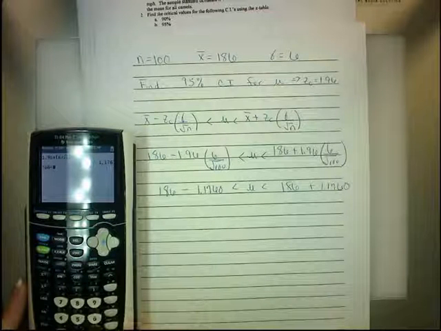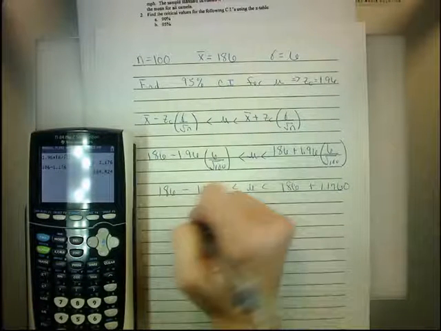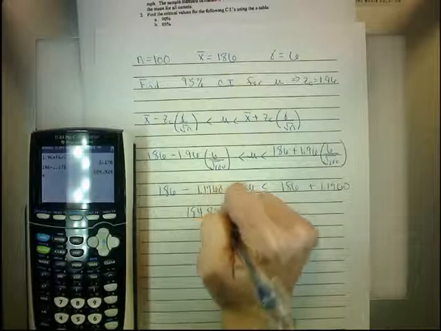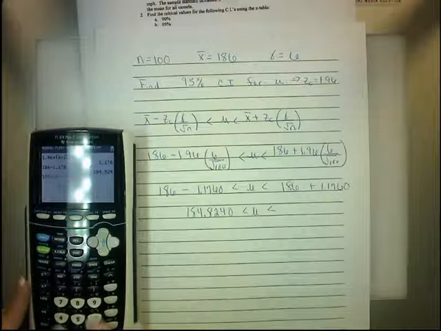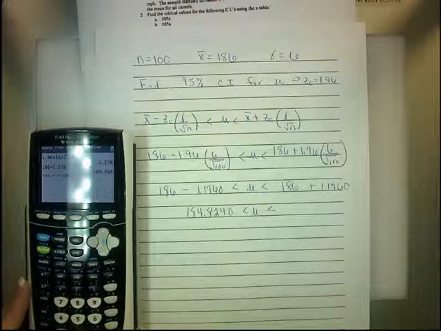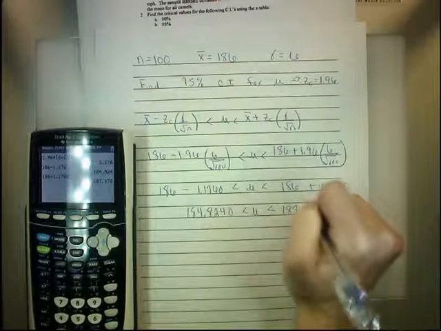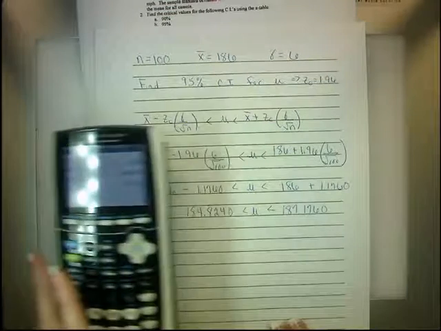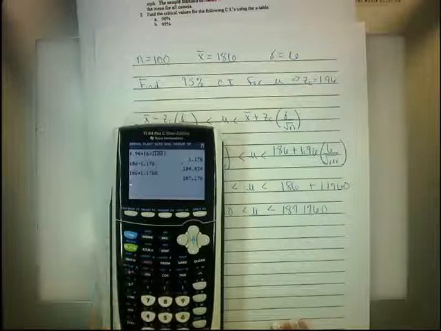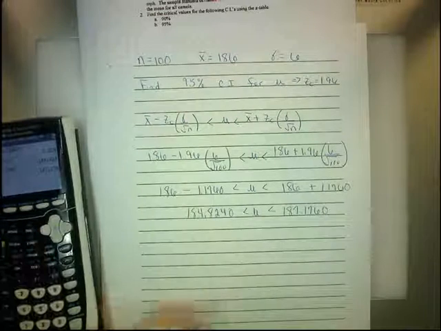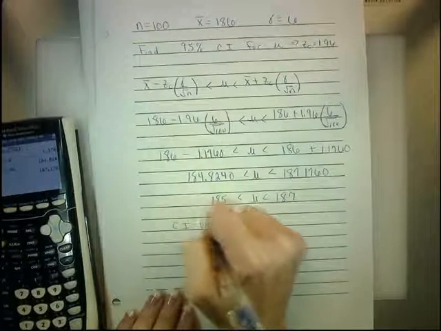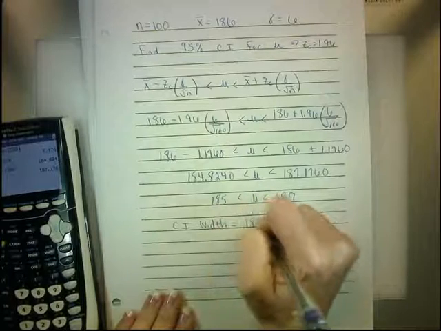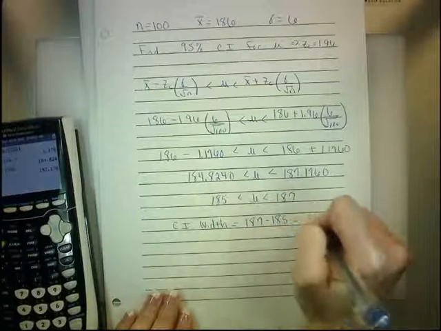Subtract from 186, and you get 184.8240. Add to 186, and you get 187.1760. And you round to the whole number, and so this one is 185 and this one's 187. So the confidence interval width is 187 minus 185, which is a difference of 2.